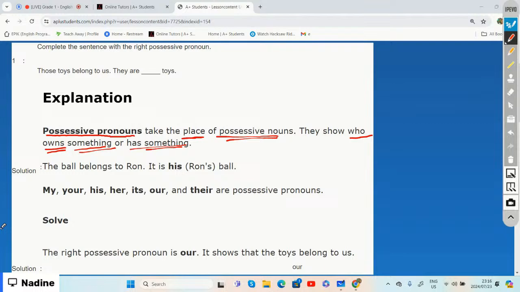And we made an example where we said the ball belongs to Ron. So Ron is the noun. But we know that the pronoun takes the place of a noun. So if Ron is a noun, then the pronoun that takes the place of his name, we can say it is his ball. So his is our pronoun that takes the place of the noun, which is Ron. So now we know that his refers to Ron's ball. We're not going to, for example, mention Ron's.